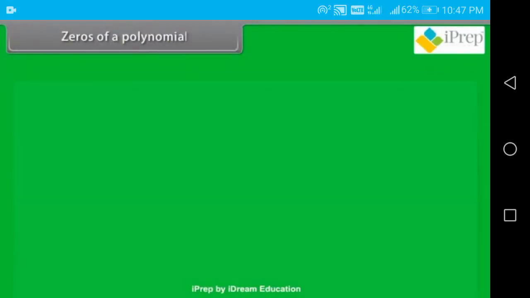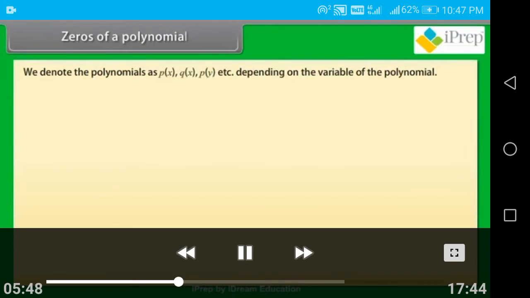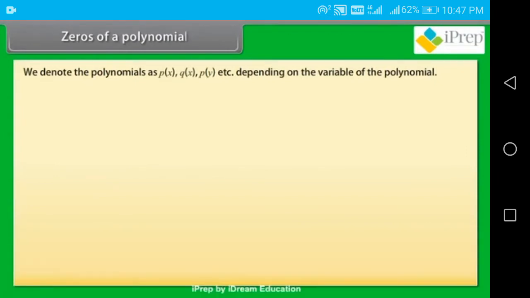Zeros of polynomial. We denote polynomials as p(x), q(x), p(y), etc., depending on the variable of the polynomial. For example, p(y) is equal to y cube plus y plus 1.